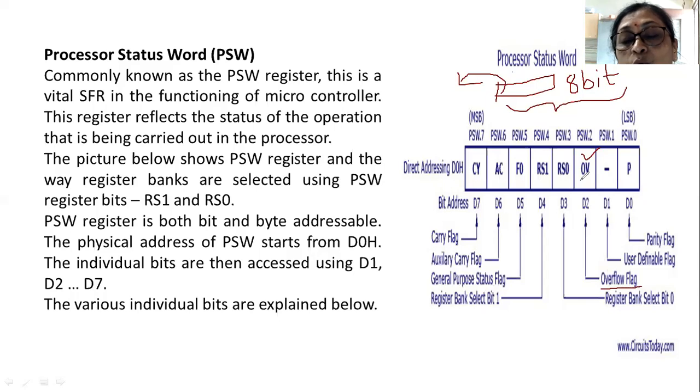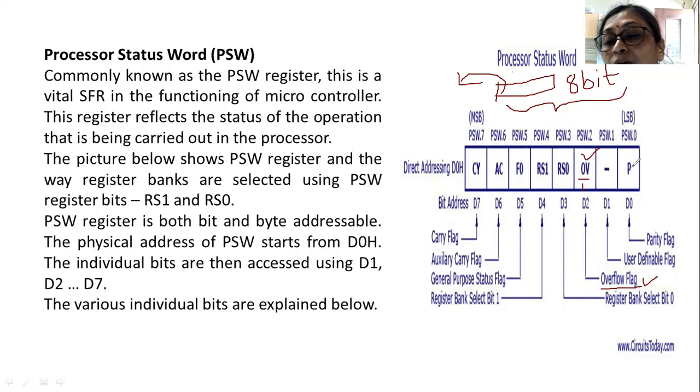So when overflow occurs as a result of some operation, the OV flag will be set to 1. Otherwise, it is always 0. Okay. So this is the function of the overflow flag. It indicates whether overflow has occurred.